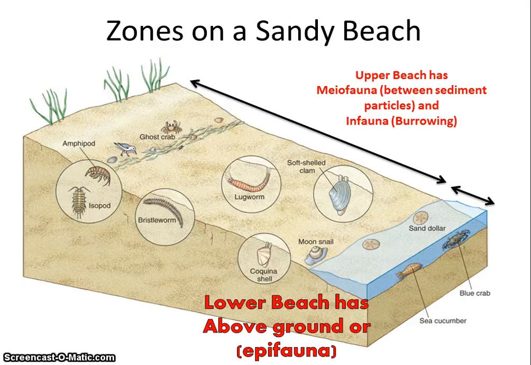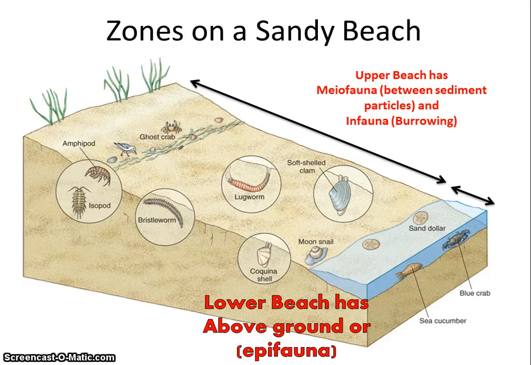In fact, when you're walking on a beach, what you're walking on is billions of meiofaunic animals you don't even know, tiny little insects that live between sediment particles. On the upper beach, there's also burrowing clams and oysters and that sort of thing. In other words, infaunic or burrowing animals are on the upper shore. Whereas on the lower beach, there are lots of epifaunic or above ground animals. Crabs, sea cucumbers, sand dollars, organisms that spend most of their day above the ground, not below it.